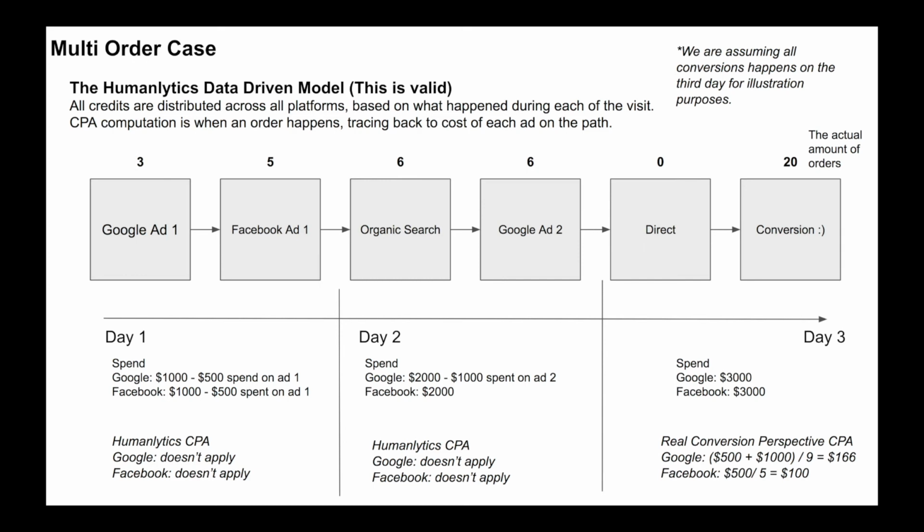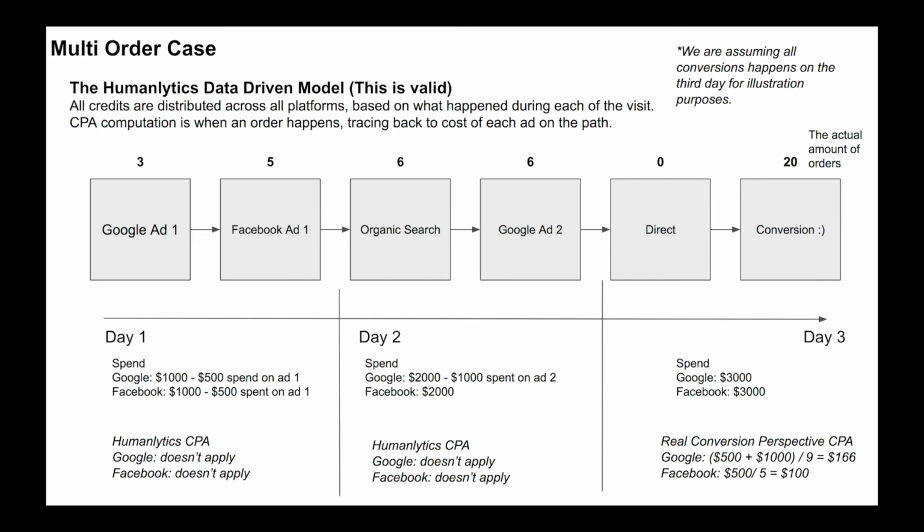So when we're talking about actual CPA computations, the way we do it is, okay, there are 20 conversions that happen on day 3. So let's attribute all the credit and compute CPA for day 3. But what is it for every separate platform? For Google, we see that there are 9 credits attributed in total. The total cost of those 9 credits is 500 plus 1,000, because that is the money you spent on getting those conversions specifically. So your Google CPA is 166. For Facebook, because you spent $500 that resulted in the specific conversions we see, and you get 5 credits for it, your overall CPA for Facebook is 100.